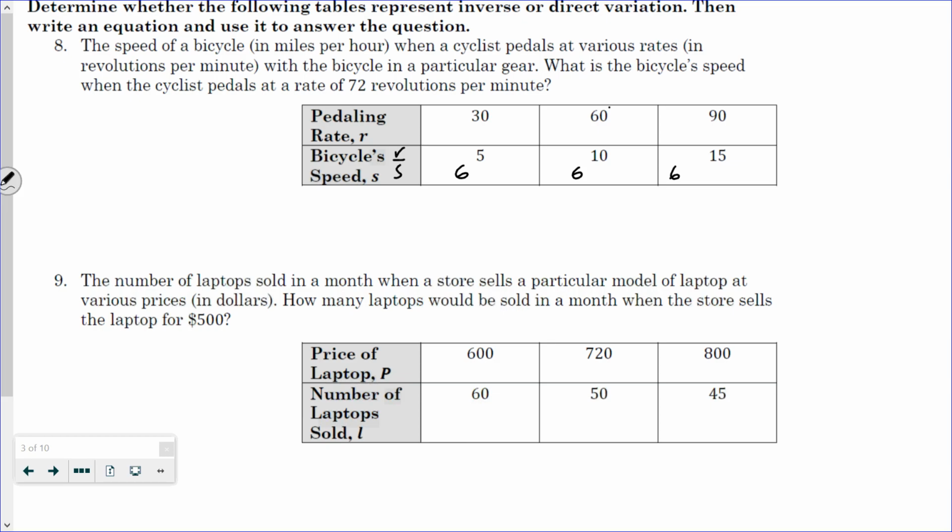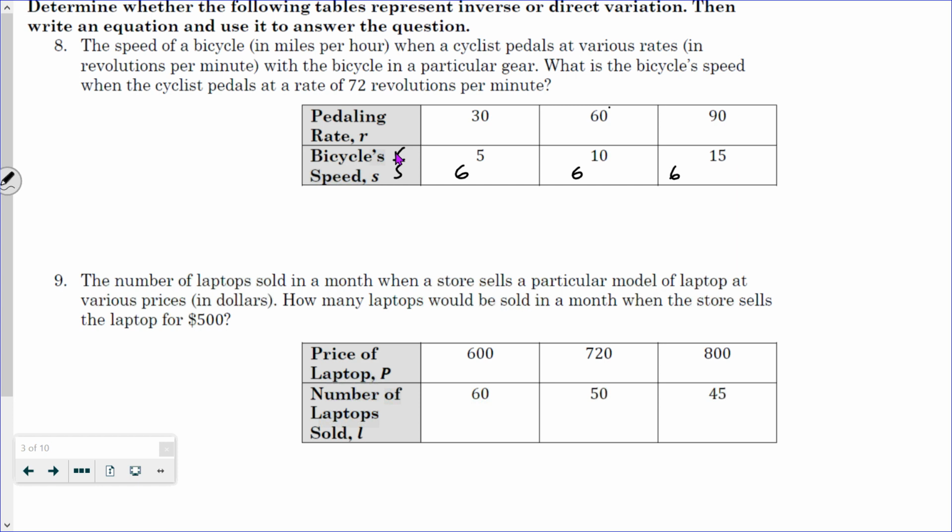If I multiply them together, like if I did R times S, what I get is 30 times 5 is 150. 60 times 10 is 600, and they're not the same. So when you multiply them together, like R times S, and you get the same thing, that tells you it's an inverse variation. But if I divide them and find the ratios, and it's always the same like it is on this problem, that tells me that it's going to be a direct variation. So R times S didn't work, they were different. So in this case, it's R divided by S. And also, it doesn't really matter if you do R divided by S or S divided by R. You're going to get the final answer to be the same either way.